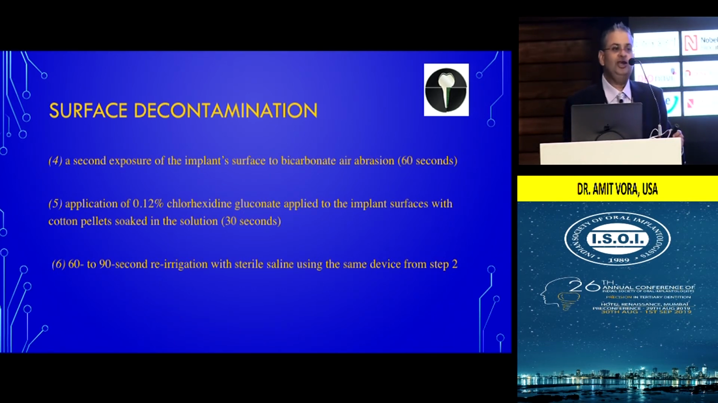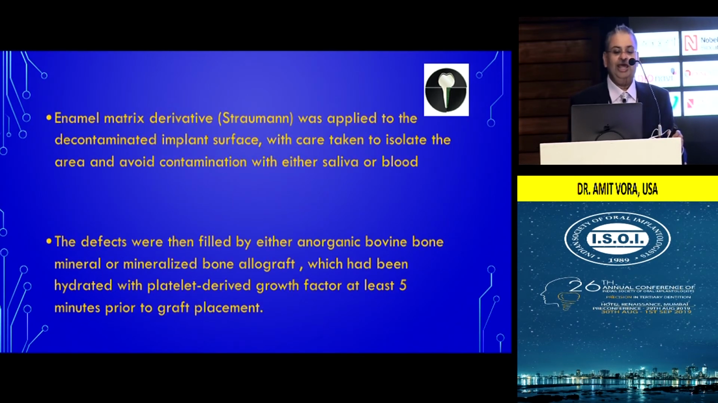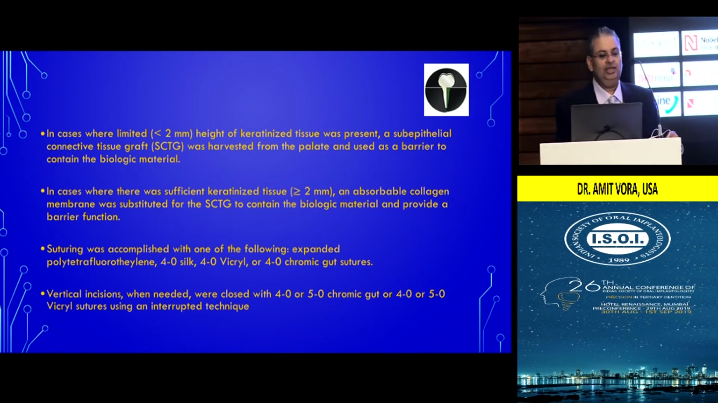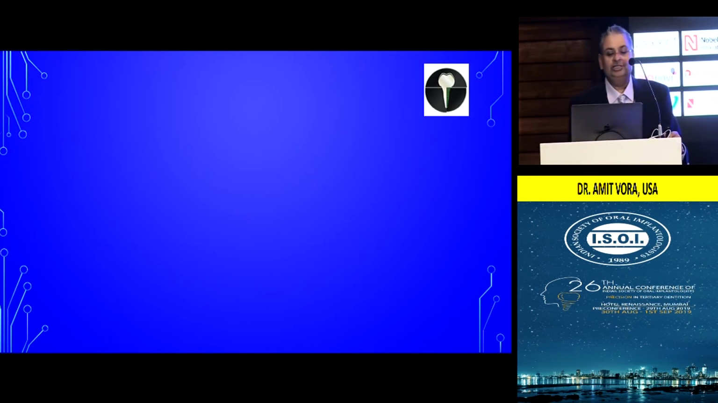There are a lot of different ways of doing it now, and I'll go over some, especially also the ones that I'm using. But like I mentioned, the defects were then filled with bovine bone or mineralized bone allograft, and that was hydrated with the PDGF. And then when there was limited connective tissue, they did a subepithelial graft from the palate. Where there was enough tissue, they just used a resorbable membrane. And then, of course, all the incisions were sutured. So this was their protocol.